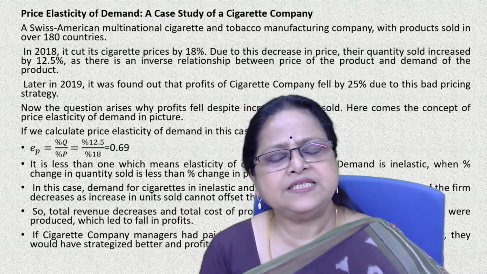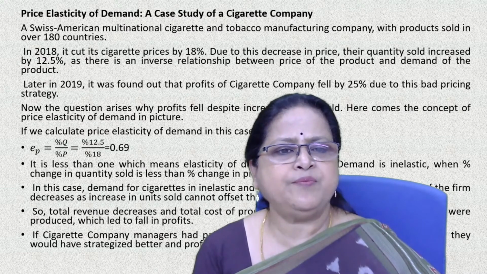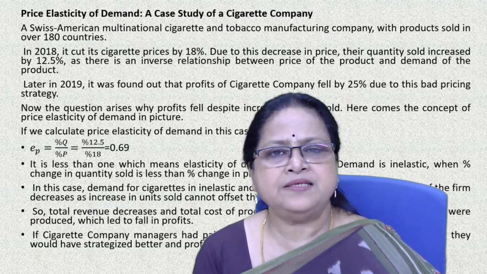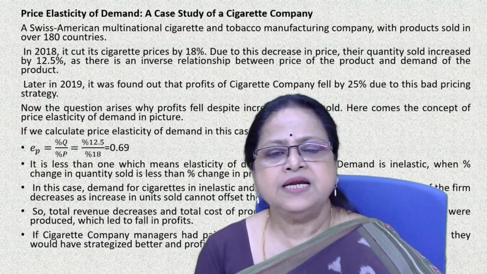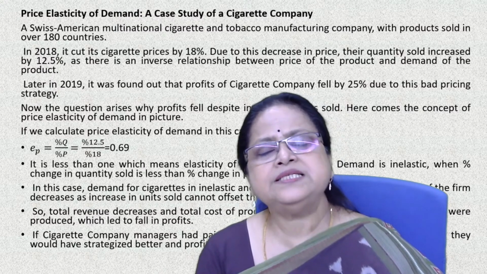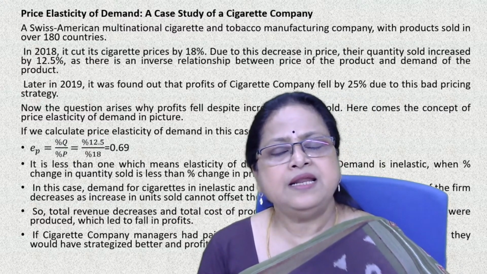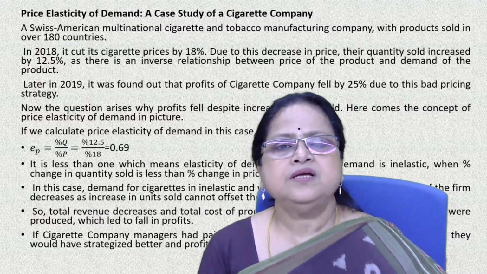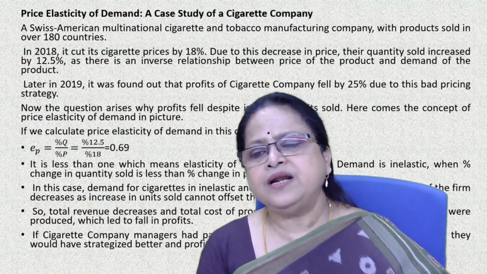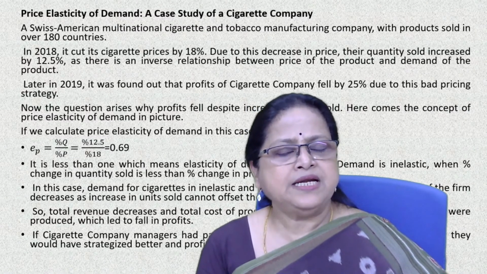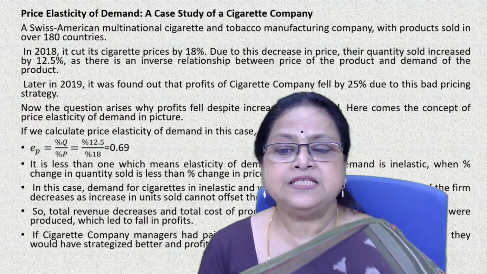If we calculate price elasticity of demand in this case, it is as follows: percentage change in quantity is 12.5 divided by percentage change in price is 18, that is equal to 0.69. It is less than 1, which means demand is inelastic. And demand is inelastic means, as we discussed earlier, the percentage change in quantity sold will be less than the percentage change in price, and here the revenue will be less. Demand for cigarettes is inelastic, and with the decrease in price, total revenue of the firm decreases as the increase in units sold cannot offset the lower price per unit sold.